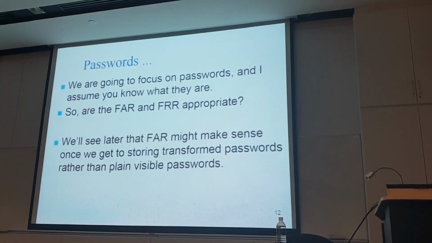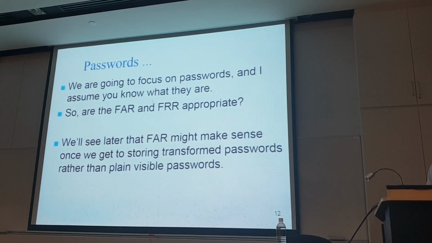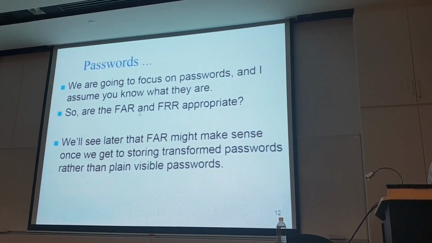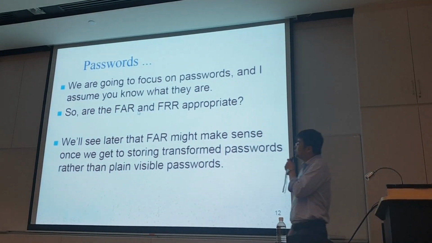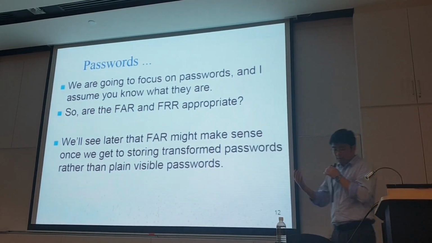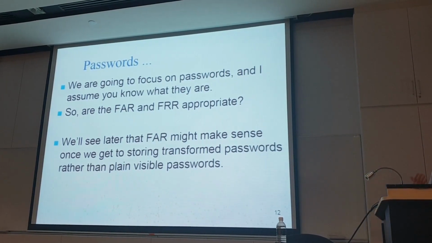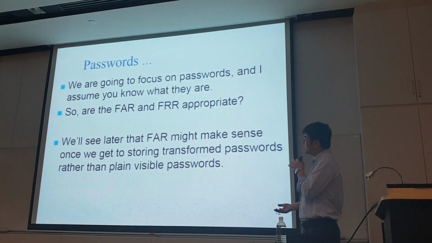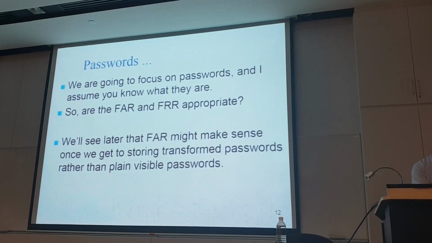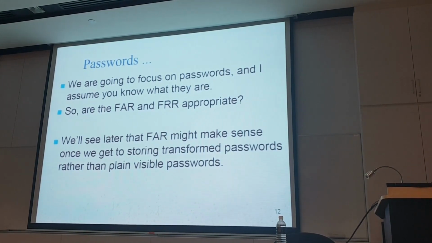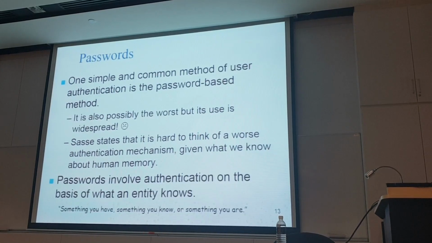Okay, so now, as I said, for password-based systems we will have false positives. For the false positive, we have the so-called false acceptance rate, the FAR. That means the false positive that will be accepted by the system. And then FRR is for false negative, the false rejection rate. That means a valid login or authentication request that will be rejected by the system. Later we will see that FAR, the false positive, makes sense when we store the transformed password instead of the plain password.